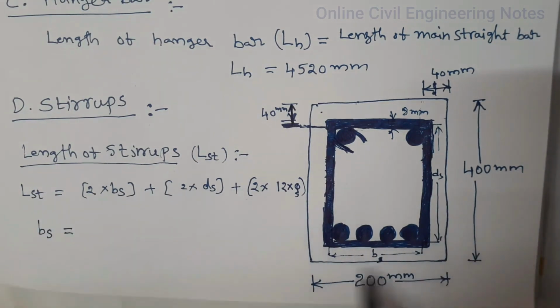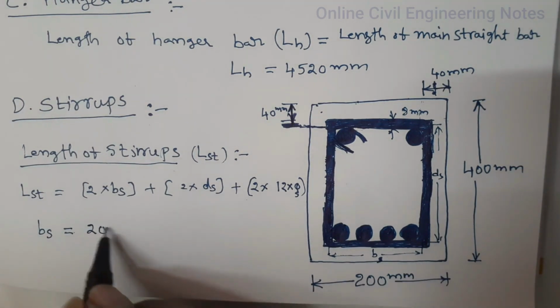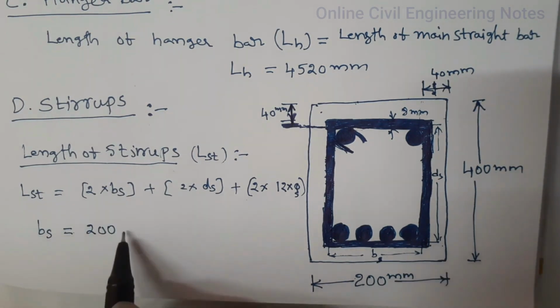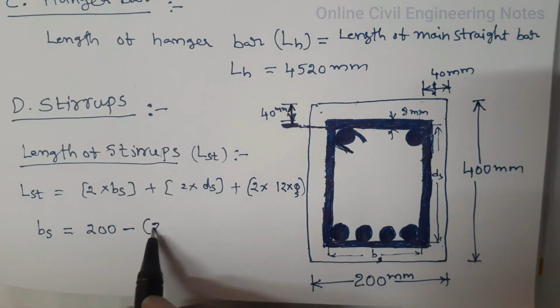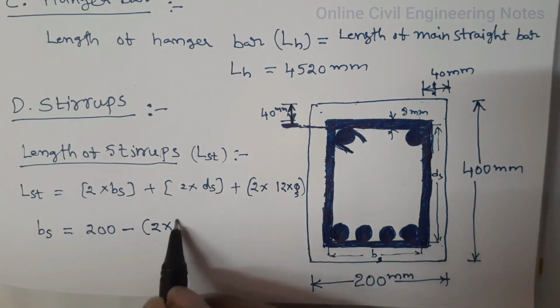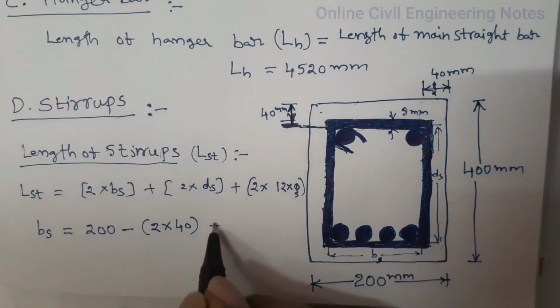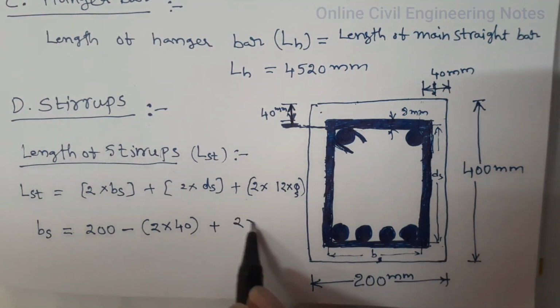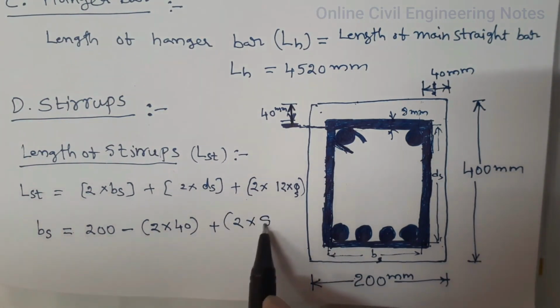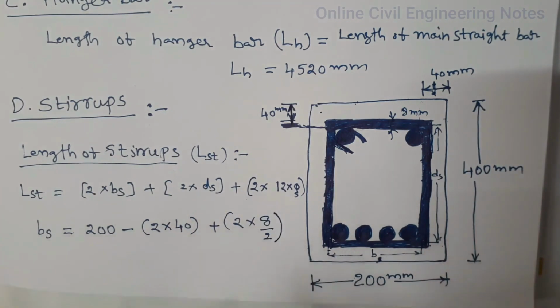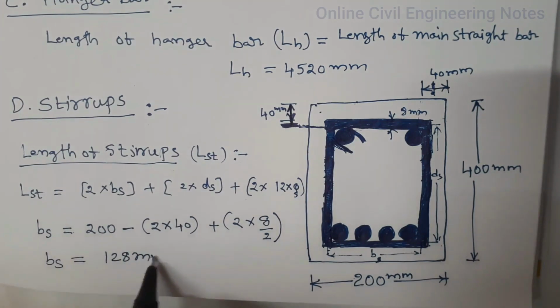BS is equal to overall width of the beam 200 minus 2 into side cover 40 plus half of dia of stirrup plus half of dia of stirrup, 2 into half of dia of stirrup from here to here. Dia of stirrup is 8 mm. Half of dia is 8 by 2. Therefore BS is equal to 128 mm.